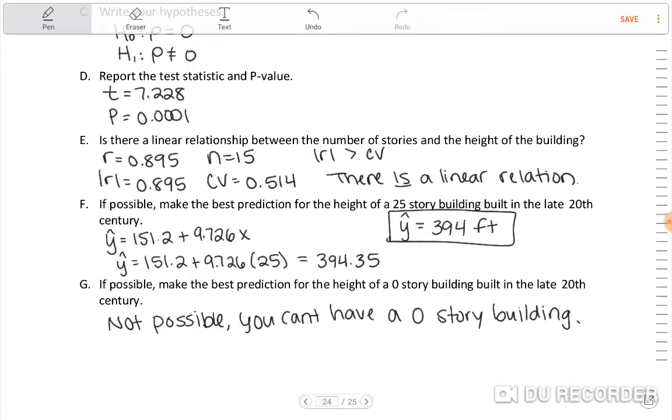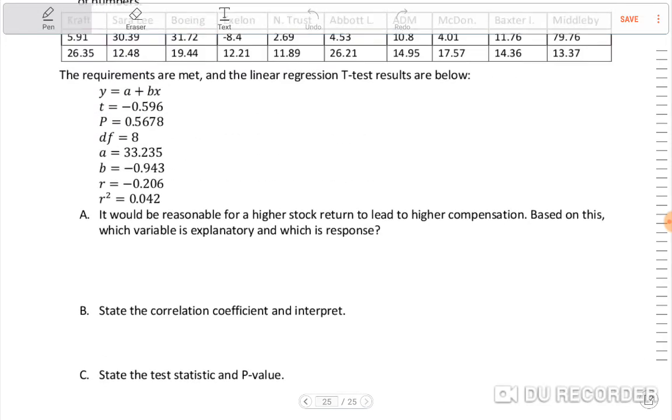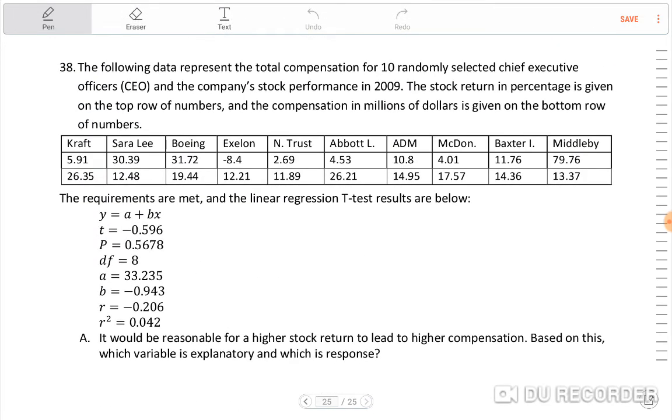And our last problem. Number 38. The following data represent the total compensation for 10 randomly selected chief executive officers and the company's stock performance in 2009. The stock return in percentage is given on the top row of numbers, and the compensation in millions of dollars is given on the bottom row of numbers. The requirements are met, and the linear regression t-test results are below. Okay. Letter A, it would be reasonable for a higher stock return to lead to higher compensation.